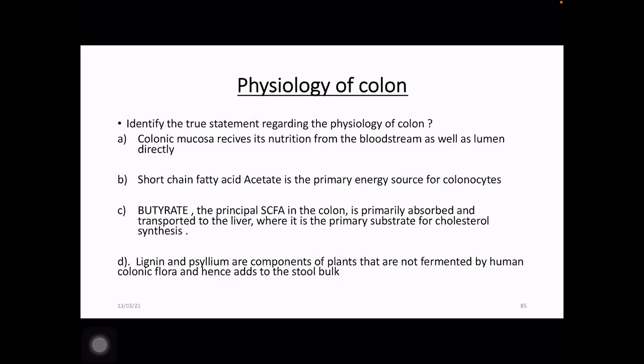Short chain fatty acid acetate is the primary energy source for colonocytes. False, definitely. So it's not acetate, it is butyrate. And how is butyrate produced? Butyrate is produced by bacterial fermentation of dietary fibers.